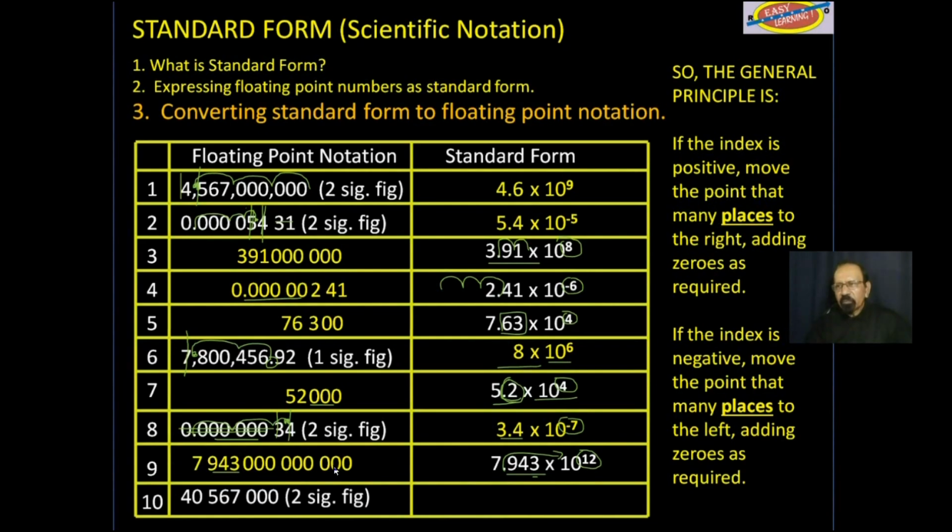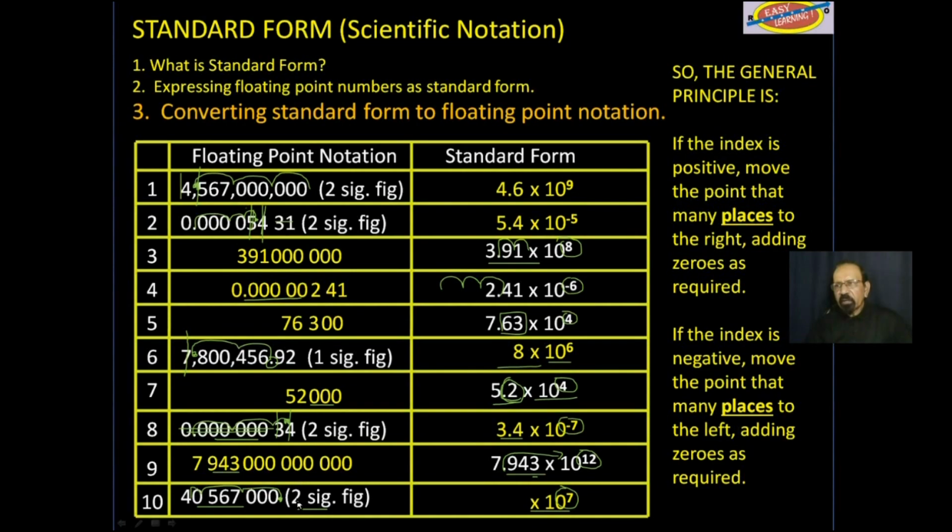And finally, this number, correct to 2 significant figures as standard form. Remember, if you don't see a point, it is understood that the point is on the right of the far right digit. So the point is here. We move it 3 and 3, 6 and 1, 7. So you are going to get times 10 to the 7th power.